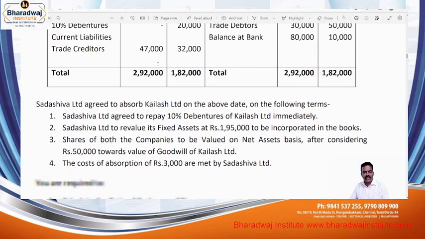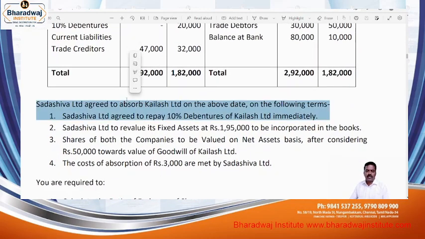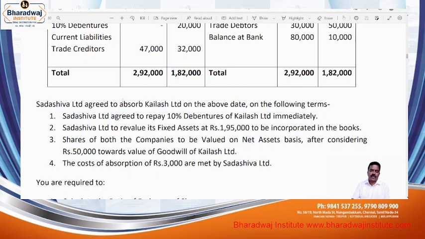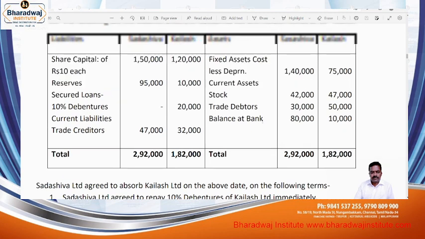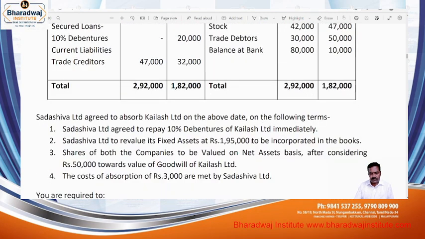Bank. They agree to absorb K Limited on the above. The following terms are given. Look at the first one. S Limited agrees to repay 10% of K immediately. Then it will revalue fixed assets at 1,95,000 to be incorporated in the books. Shares of both the companies are to be valued on what?